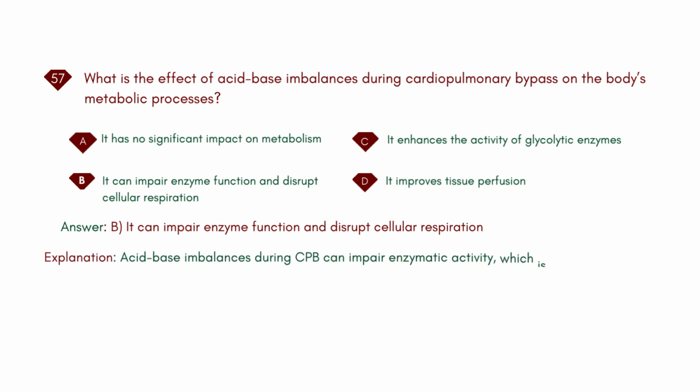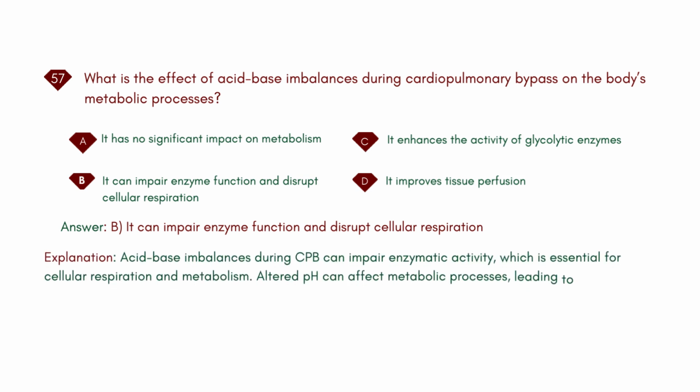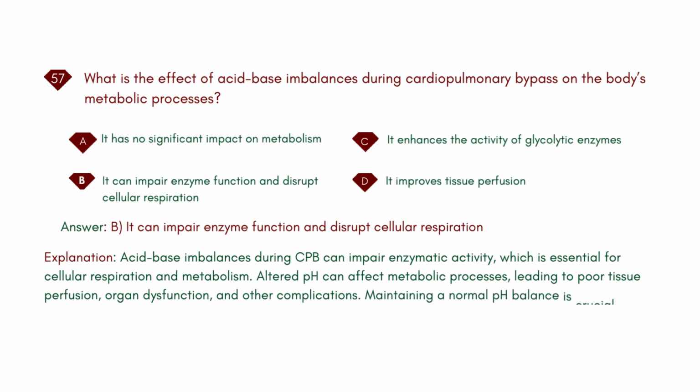Explanation: Acid-base imbalances during CPB can impair enzymatic activity, which is essential for cellular respiration and metabolism. Altered pH can affect metabolic processes, leading to poor tissue perfusion, organ dysfunction, and other complications. Maintaining a normal pH balance is crucial for proper metabolic function.